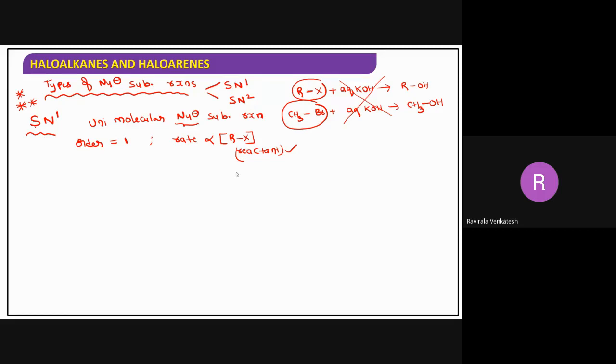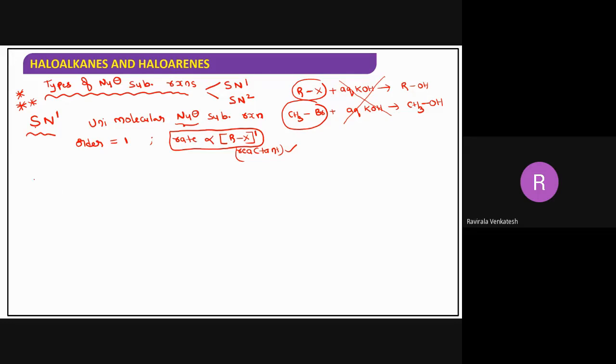Now, how to make the definition? The reactions in which the rate of reaction depends only on the alkyl halide, that is the reactant, but not on the reagent, are called unimolecular nucleophilic substitution reactions. You need not memorize the definition. If you remember what I have written in the box here, the remaining you can easily write down. Here the order is equal to 1. Now, how does this depend upon only one molecule? Let me see.